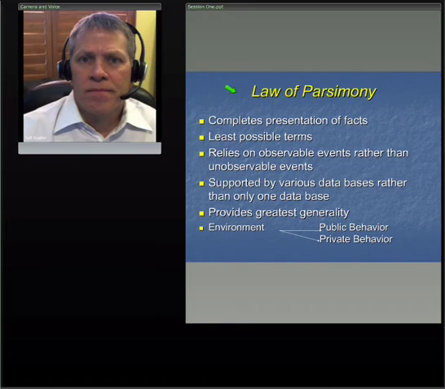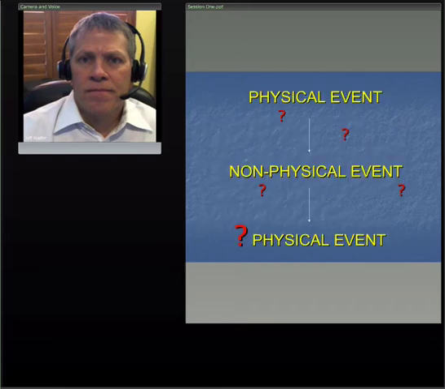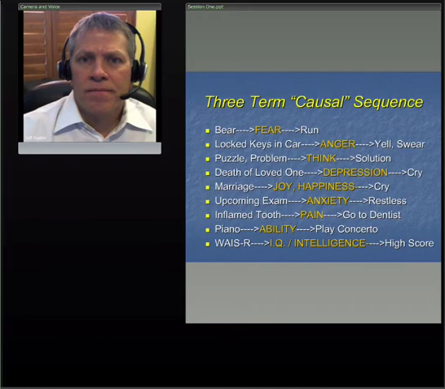What we are doing, therefore, is following what the natural sciences have followed for years, the law of parsimony. And we could summarize the law of parsimony as follows. The law of parsimony involves, number one, the completest presentation of the facts. That is, describe only what we see in objective, measurable terms. Two, using the least possible terms to describe the events that we actually see.